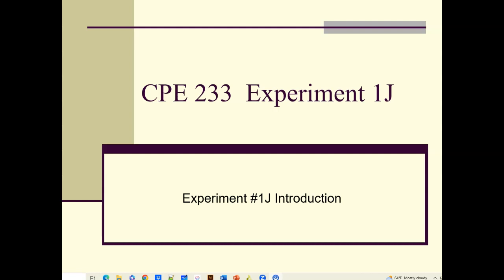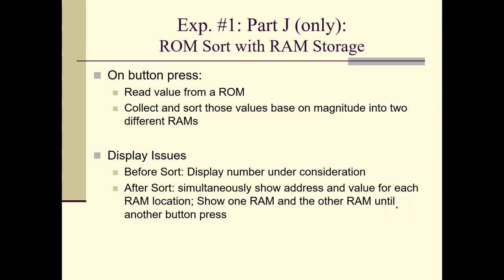This is an introduction to experiment 1J. As you'll see in the lab manual, there's essentially A through J, experiments that I've used in various years. This is 1J. Skip all the other ones. I know that I left them in there, but just skip through them. So do 1J.